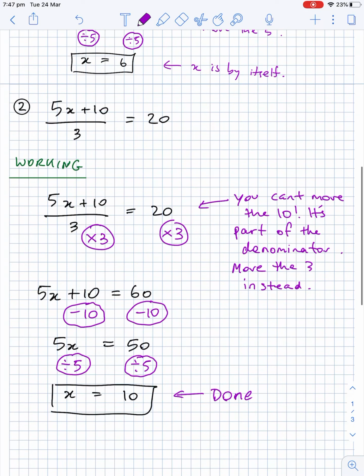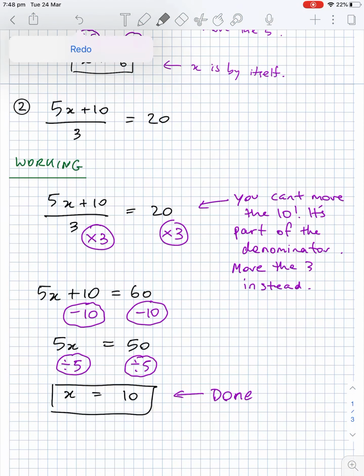So the idea here is we're going to move the 3 first, because you can't get rid of the 10 because it's part of the numerator. So how do we get rid of the 3? Well, we times by 3. It's the opposite of dividing by 3, so they cancel. Over here, this becomes a 60. Sorry, I'll use my highlighter. So the 20 and 3 make our 60.